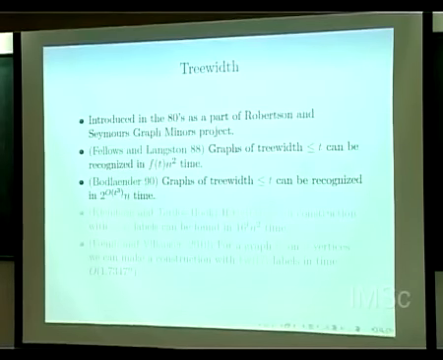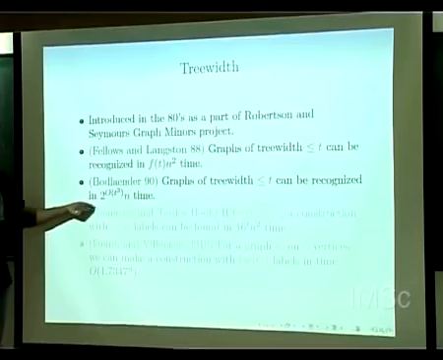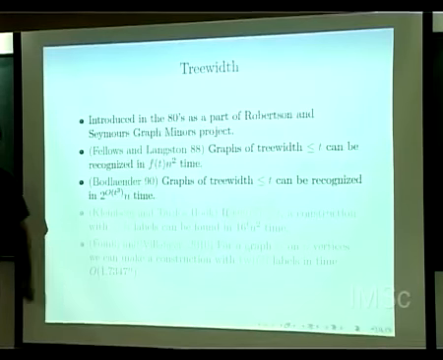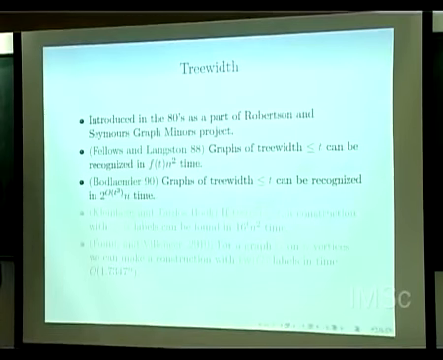But then in the 90s Bodlaender gave an algorithm which ran in time 2 power big O of t cubed to test whether a given graph can be constructed with t labels or not, and actually it can give you the parse tree of this labeling, okay.